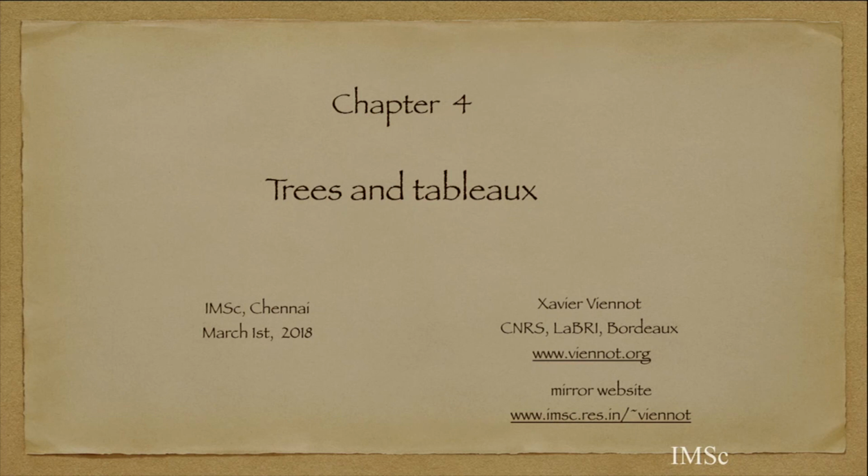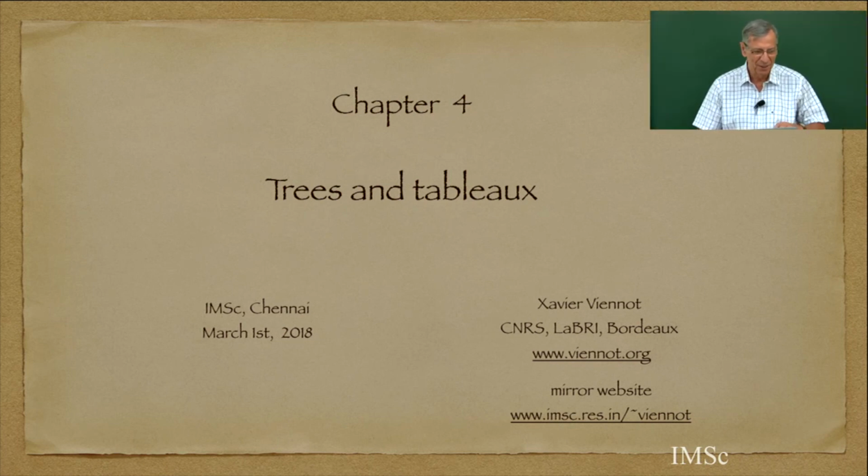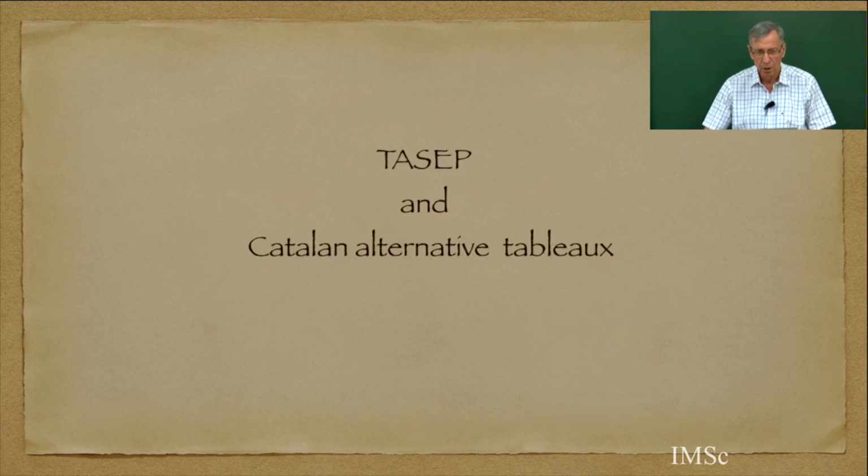Chapter 5 will be about the connection with orthogonal polynomials, and chapter 6, extension and two kinds of particles, PASEP, etc. So, trees and tableaux. First, the relationship between TASEP and Catalan alternative tableau. So it's a special case.